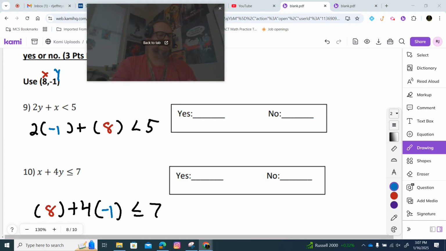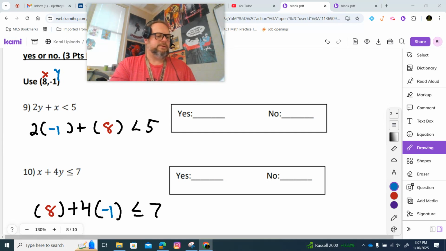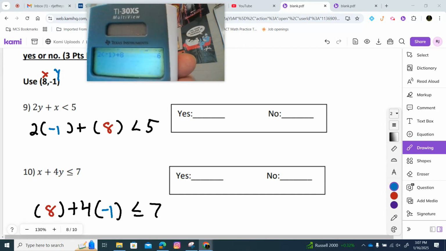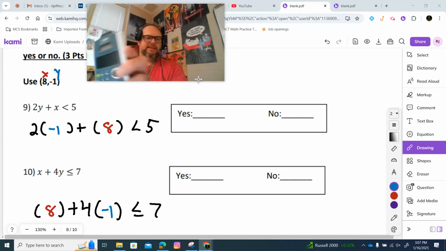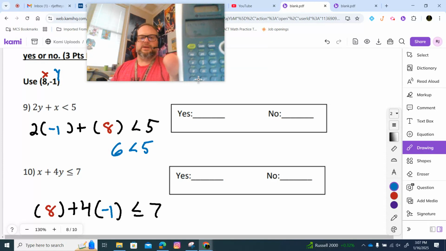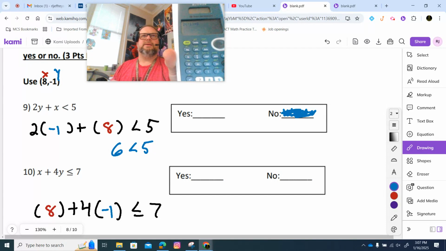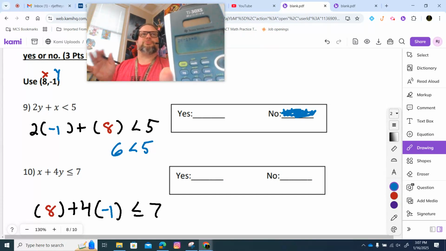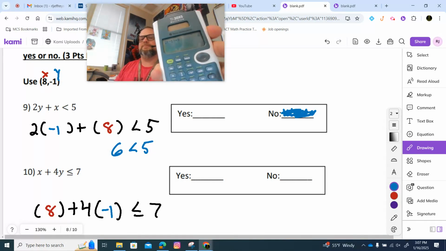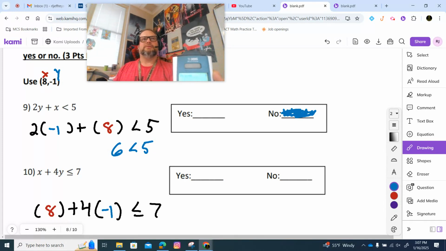Use my handy dandy calculator. Plus 8. Type it in just like it's written. Bam! I get 6. Okay. Is 6 less than 5? No. Okay. I've shown y'all, I've marked these different ways. I put an X on one yesterday. I put a check on the other. This time I'm putting a blob. Okay.